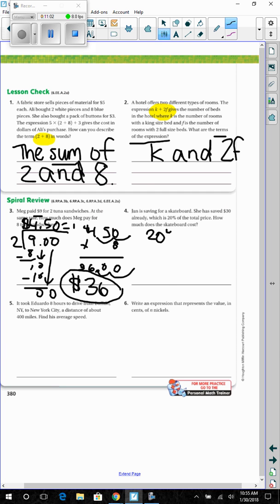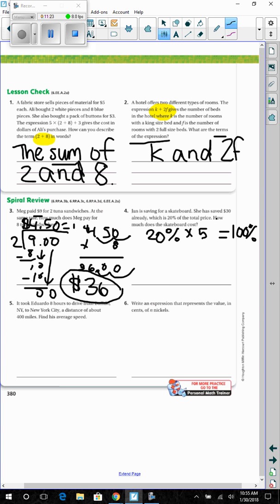So it's about 20%. The entire cost would be equal to 100%, whatever that cost would actually be. So I'm thinking, what do I need to do to 20% to get to 100%? I need to multiply by 5. 20% times 5 equals 100%.